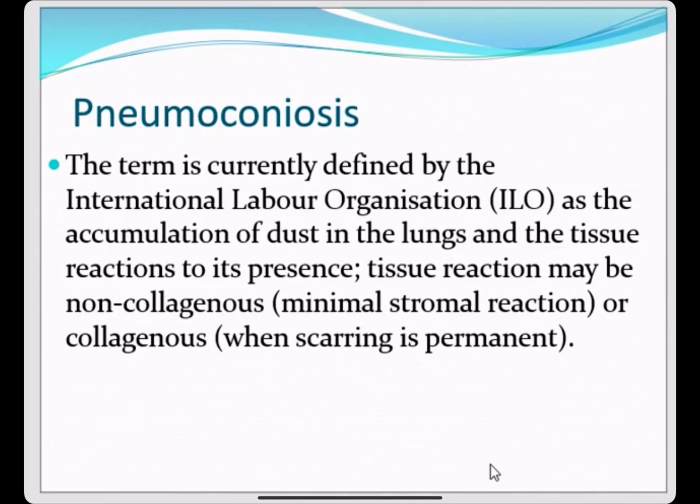Pneumoconiosis. Pneumoconiosis is defined by the ILO as the accumulation of dust in the lungs and the tissue reaction to its presence. The tissue reaction may be non-collagenous or collagenous. So from this definition, you will see we first need accumulated dust in the lungs.